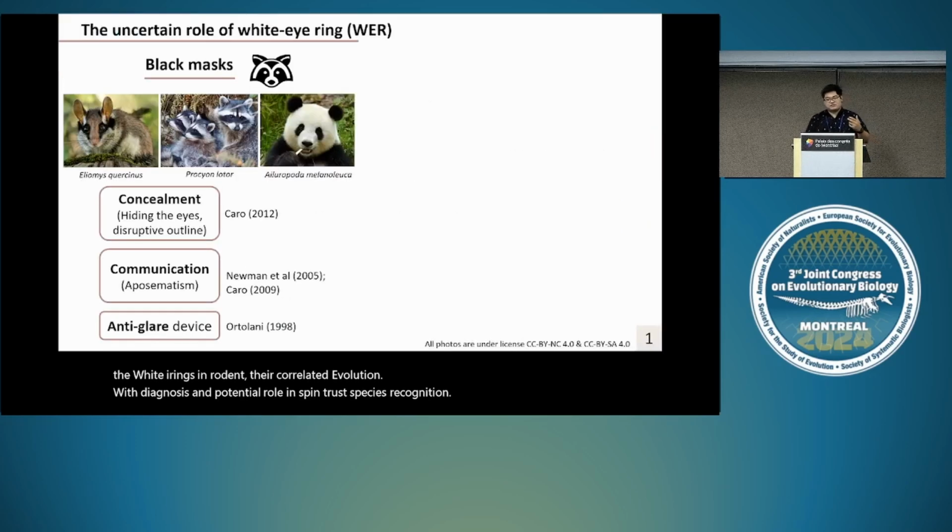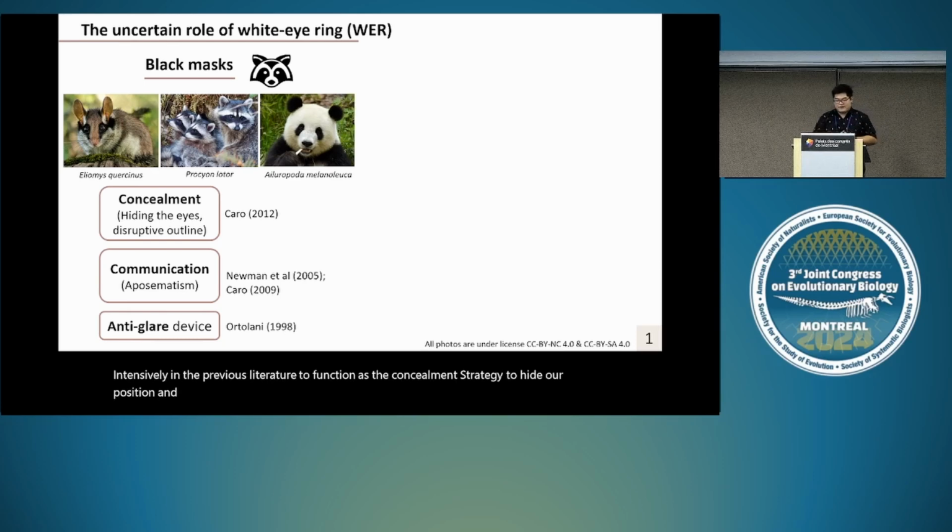In mammals, conspicuous facial color patterns, such as the black marks, can be observed in many species, such as the dog mouse, raccoons, and panda. This feature has been explained intensively in the previous literature to function as a concealment strategy to hide the eye position and also disrupt the facial outline. They also facilitate postmatic communication, signaling that the predator should not invest their energy to hunt the prey, and also act as an anti-glare device.